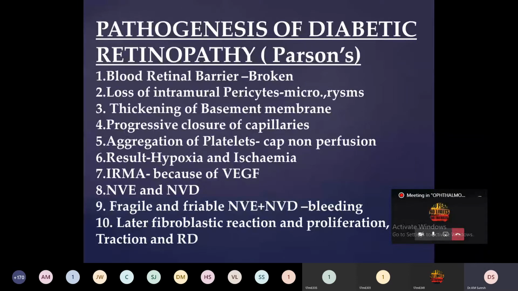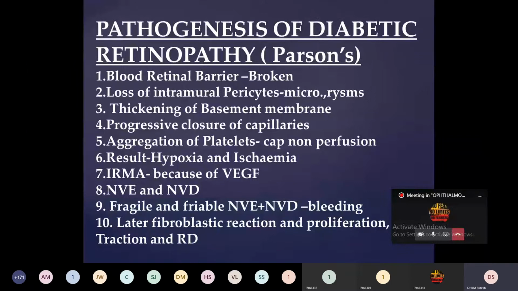Before understanding the clinical features of diabetic retinopathy and the classification of retinopathy, we must try to understand the various pathogenetic stages of diabetic retinopathy. This is a summary from the Parsons textbook.